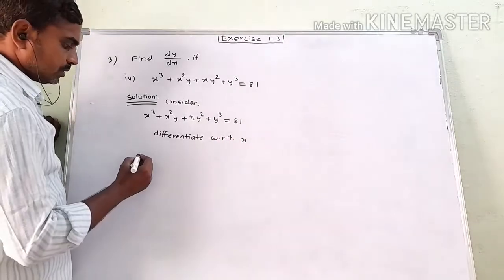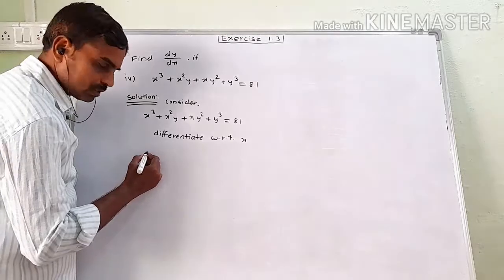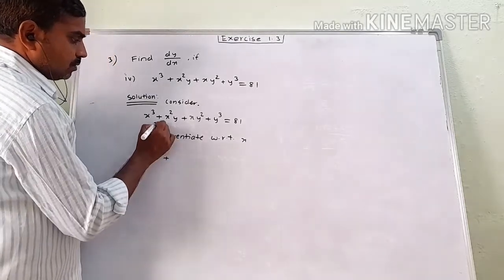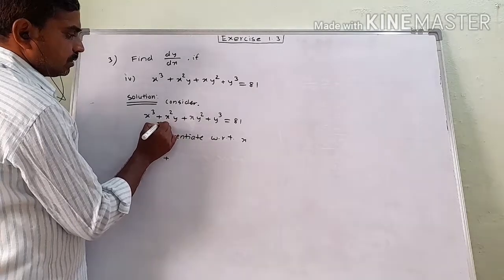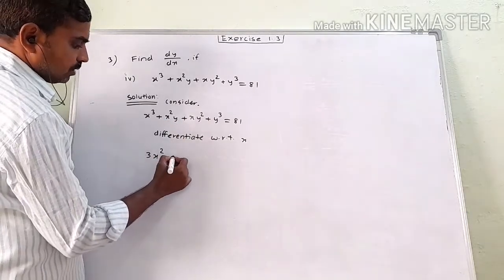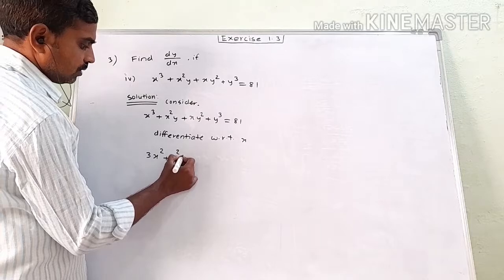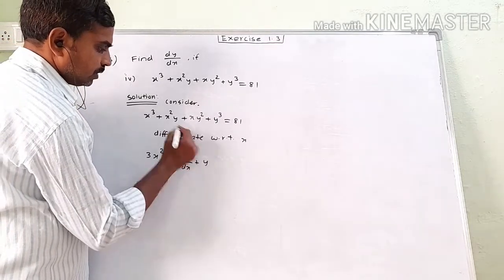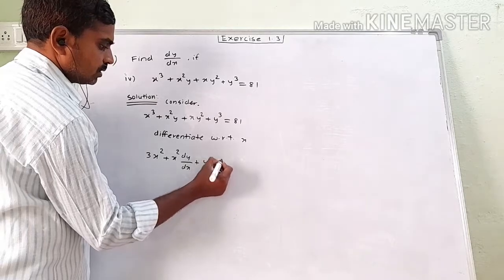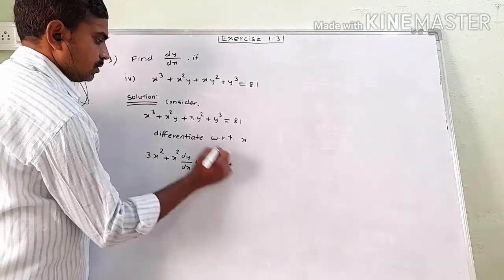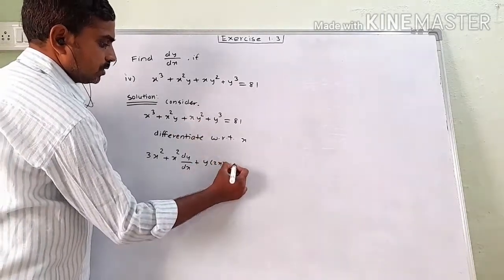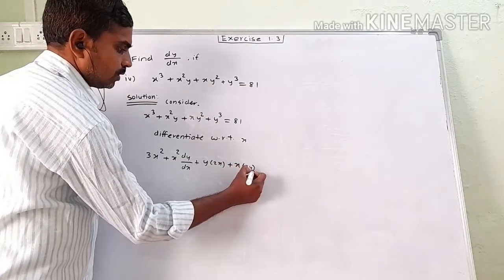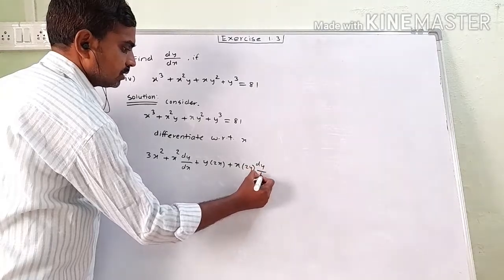Then what is the derivative of the first function? The derivative of x cube is 3 into x square. Now to find the derivative of this function, we have to use the product formula. This first function as it is, derivative of y with respect to x, plus y as it is, derivative of x square is 2x. Now the derivative of x y square: this first function x as it is, derivative of y square is 2y dy/dx.